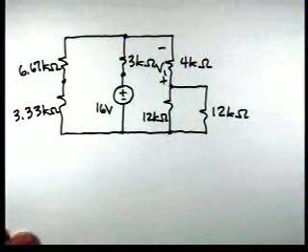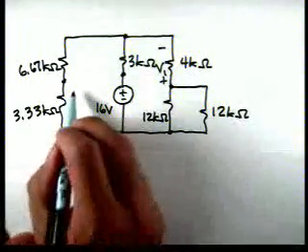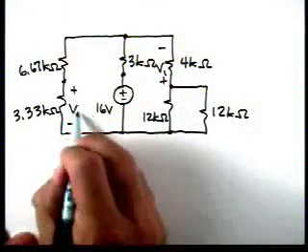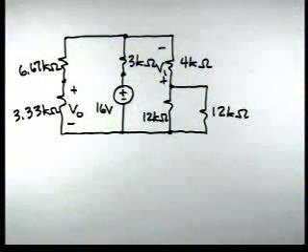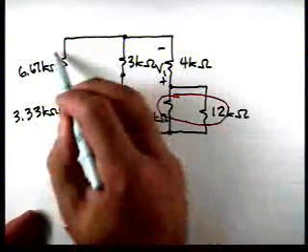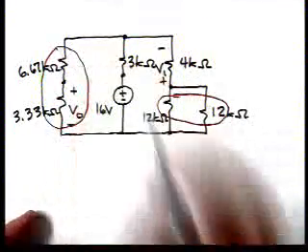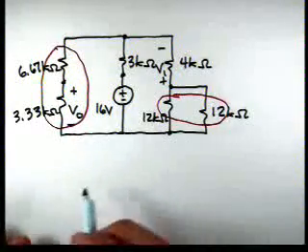The voltage V0 is across the parallel combination of the 5K and the 10K, so the voltage V0 still appears in this circuit because those two elements were in parallel. Now, let's look at this circuit. These two are in parallel. These two are in series. Okay, so let's redraw the circuit again.